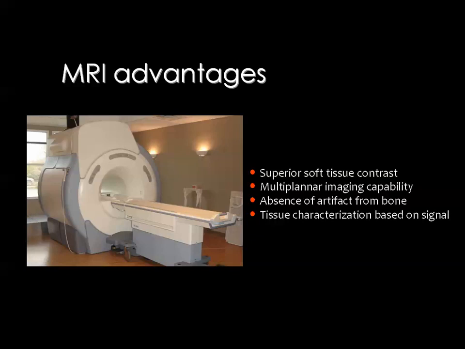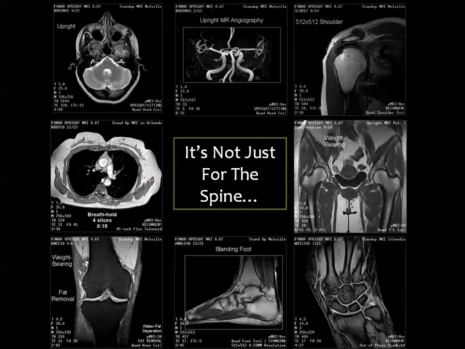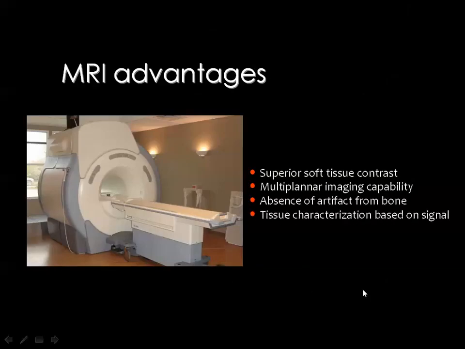This machine was only fit for spinal imaging, but now it is not just for that. It can examine the brain, the chest, the knee, the ankle, and so many parts of the body. In the beginning of MRI days, they always said that MRI has many advantages, including the superior soft tissue contrast, the multiplanar imaging, absence of artifacts from bone, which was a major problem with CT machines, and it is able to characterize tissues based on the signal, as I will explain.